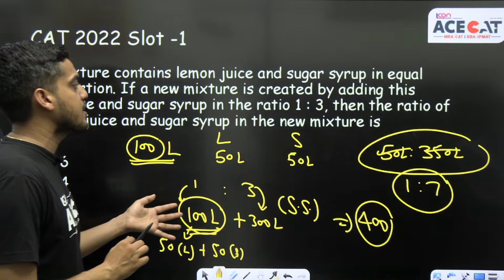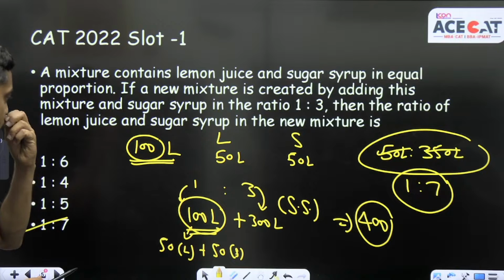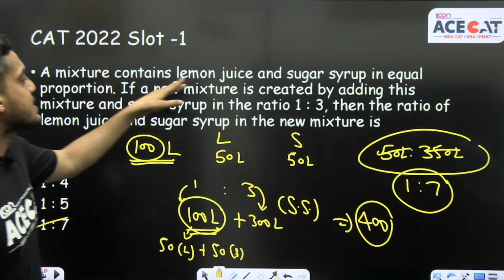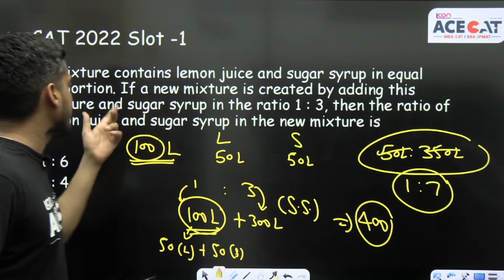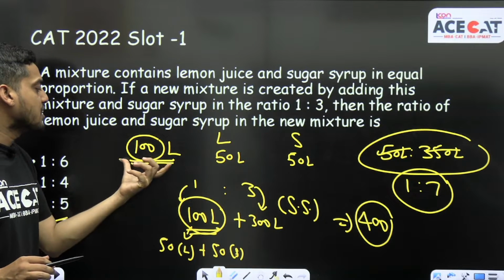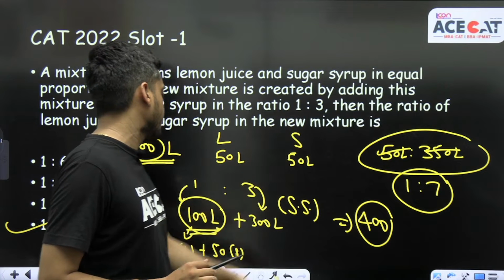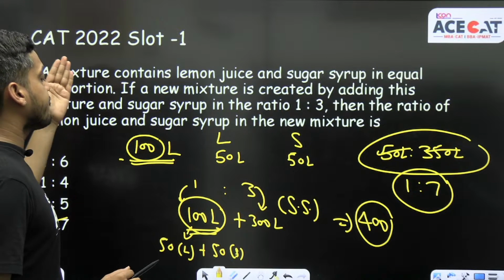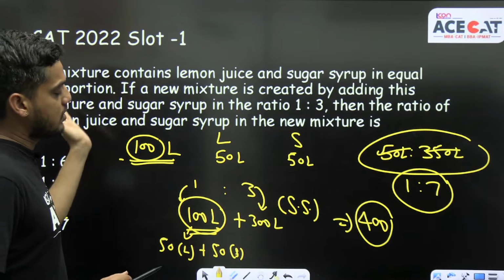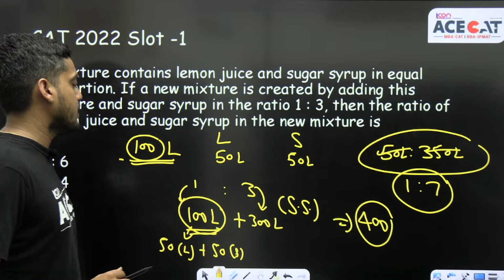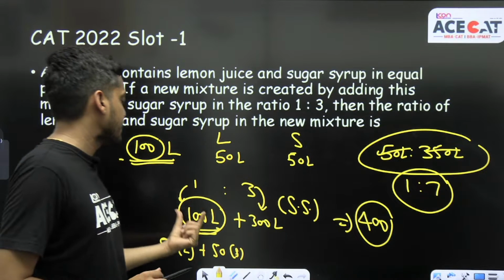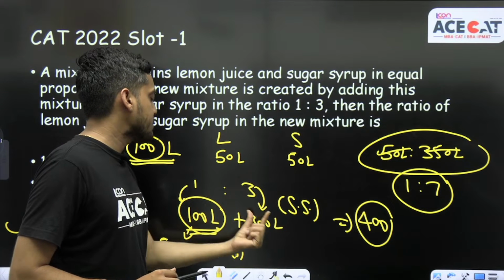Whatever the question is saying, we are following that only. A mixture contains lemon juice and sugar syrup in equal proportion, so let's assume the initial mixture is 100 liter. They are in equal proportion, so 50 liter lemon, 50 liter sugar syrup. Now this mixture will be mixed with 3 times sugar syrup. So if it is 100 liter, this must be 300 liter.